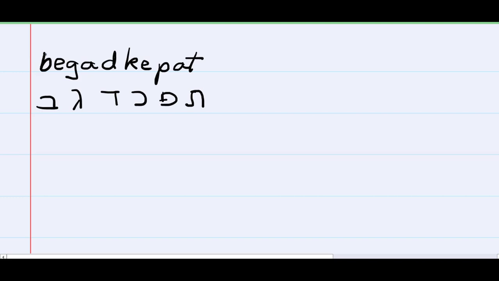Now, you notice that in English, we're pronouncing the B before the G: begadkepat. But Hebrew is written from right to left. So in Hebrew, if they were to write begadkepat, they would start this way. So begadkepat: Bet, Gimel, Dalet, Kaf, Pei, Tav.